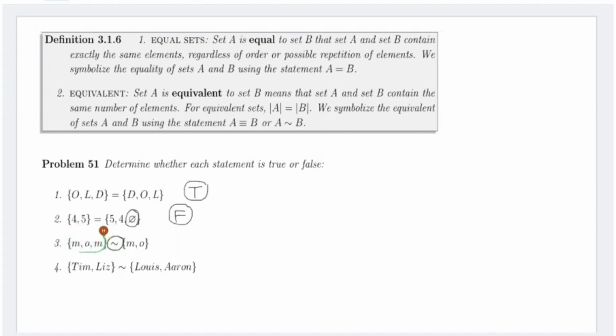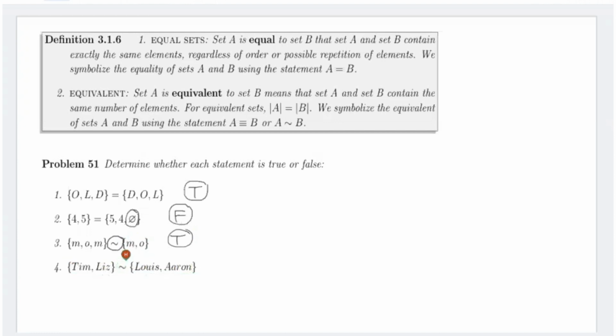What's the Cartan number of MOM? How many elements are in MOM? 2. How many elements are there in MO? 2. So it's true. Two elements equal to 2 elements. So it's true. You are looking at the Cartan number. All right, here's another one. Set and set, are they equivalent?